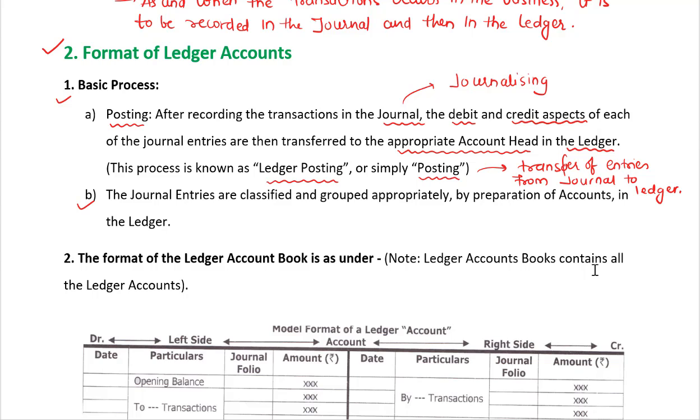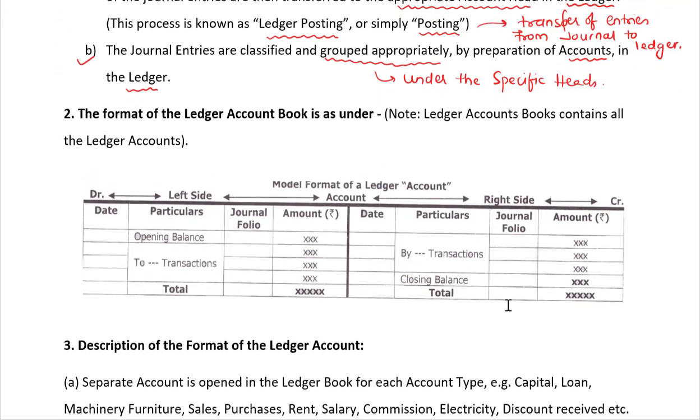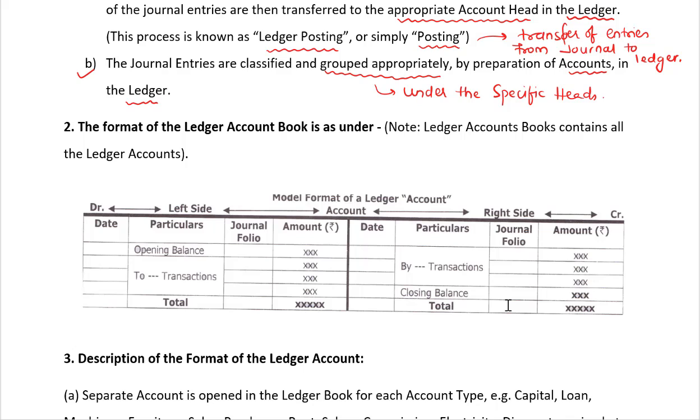The journal entries are classified and grouped appropriately under the specific heads, by preparation of accounts in the ledger under the specific heads, obviously. Let's see this format of ledger account very precisely.